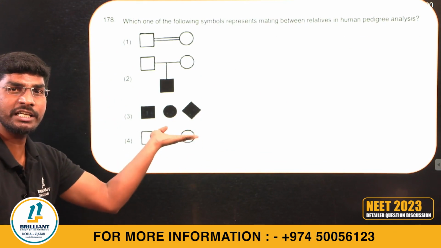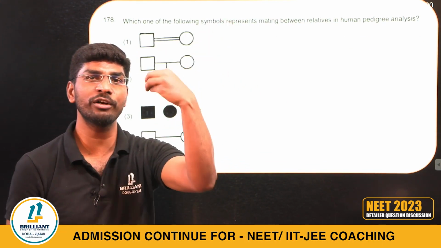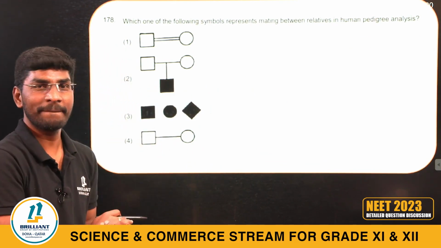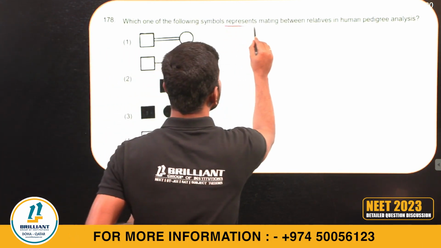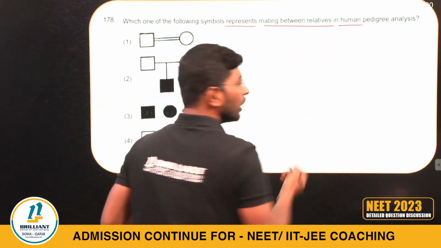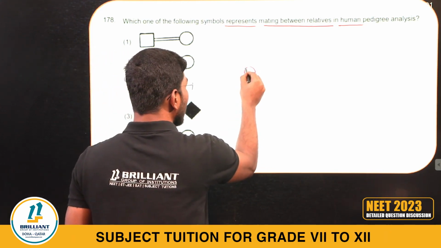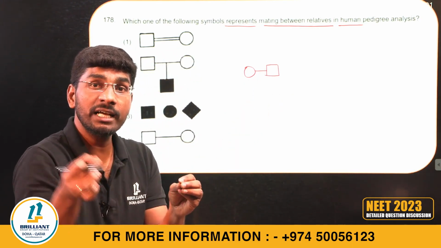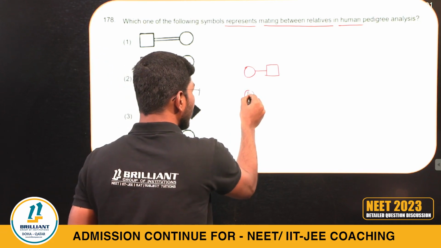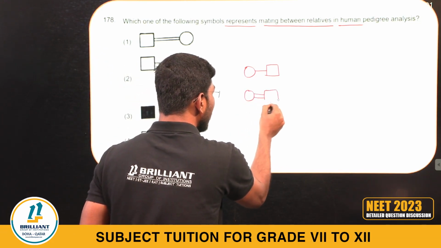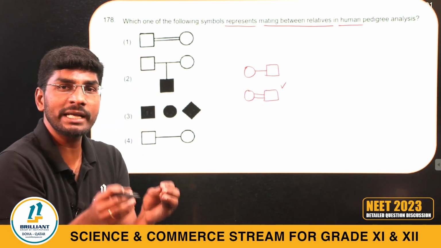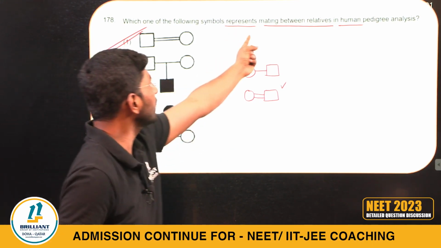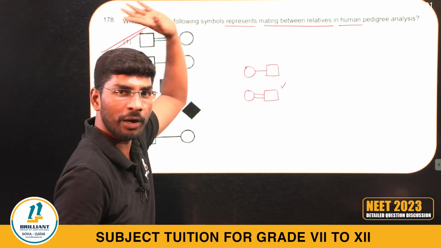178th question, a very easy question. In pedigree, I was expecting autosomal dominant, autosomal recessive, sex-linked dominant, sex-linked recessive, but they gave a simple symbol question. Which of the following symbols represents mating between relatives? Remember all of you, this is the female, this is the male. It is a mating between male and female. They are asking about relatives. So this is the female, double line, and this is the male. The close relative mating is represented with this symbol. Option 1 is the right answer.